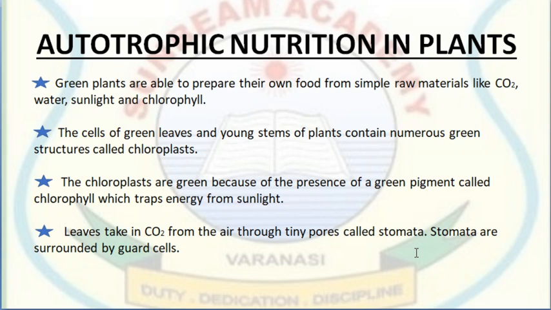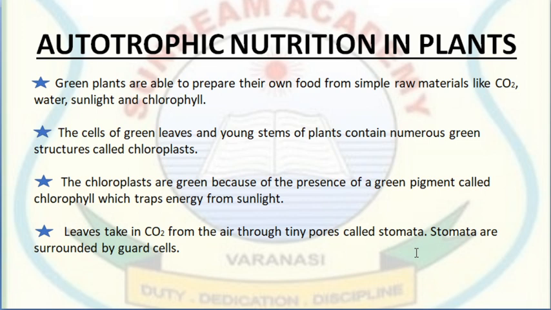Now, the autotrophic nutrition in plants. So, green plants are able to prepare their own food from simple raw materials, that is carbon dioxide from the air and water from the soil. Plants get energy for preparing food from sunlight. And this mode of nutrition, where green plants make food themselves from simple substances, is called autotrophic nutrition.